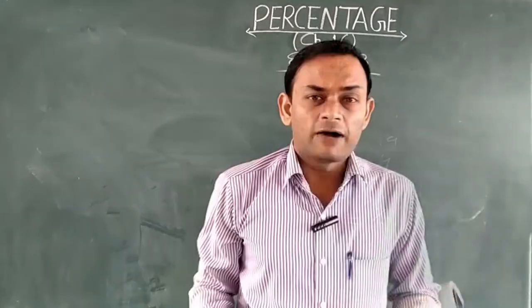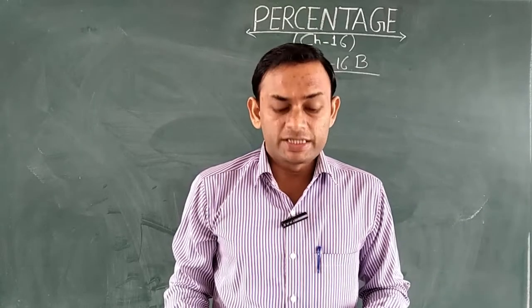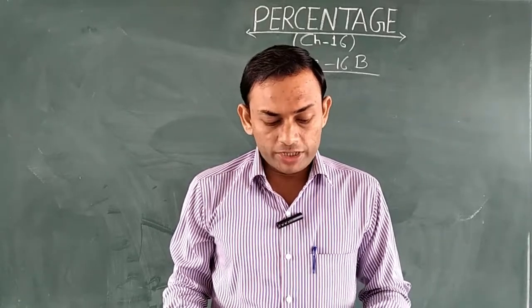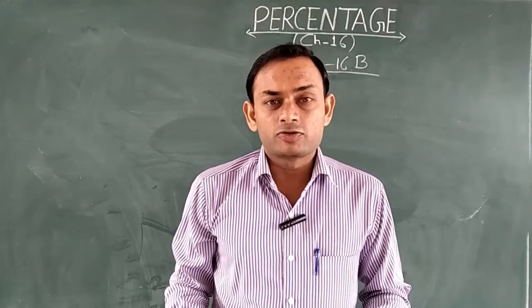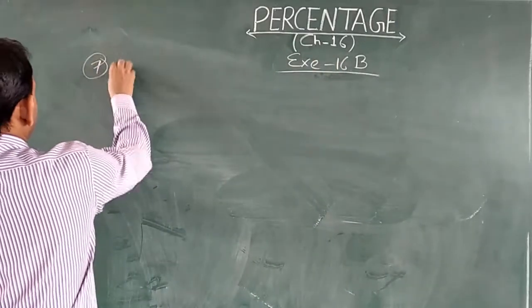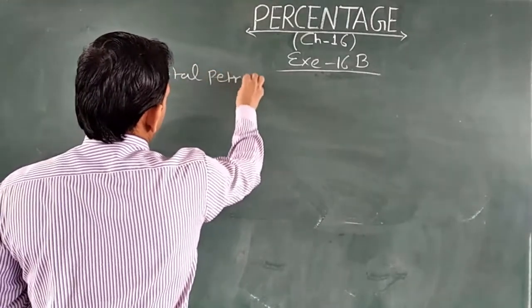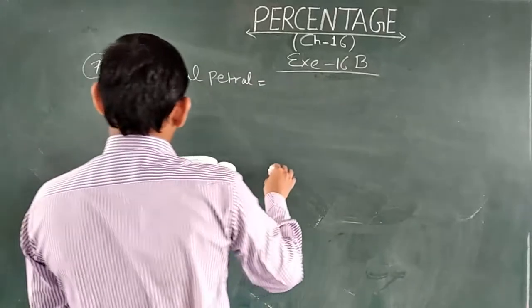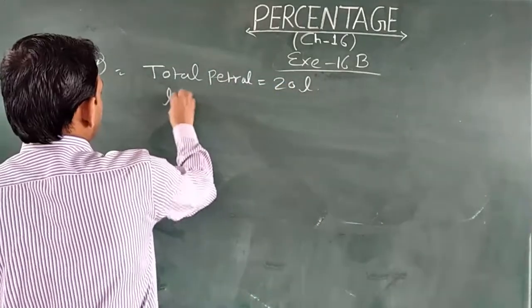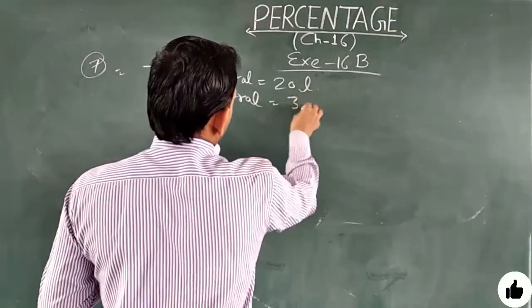Got it? After that, question number 7. A tin contains 20 liters of petrol. Due to leakage, 3 liters of petrol is lost. What is the percentage of petrol left in the tin? This is question number 7. Total petrol is 20 liters. Okay, and lost petrol is 3 liters.